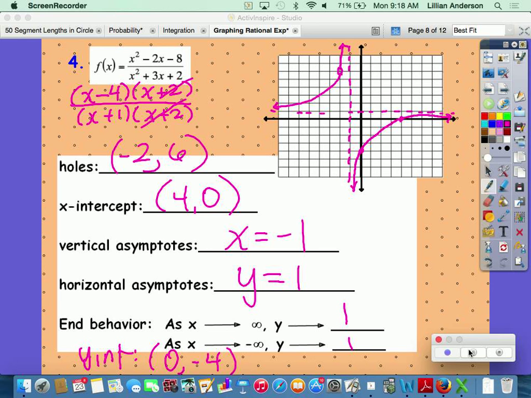Now the last one is a little different. Okay? Not all rational functions look like this, but you needed to see all types of situations. The reason why it's different is because let's factor number 5. Okay, let's factor number 5. Everybody got the information now?